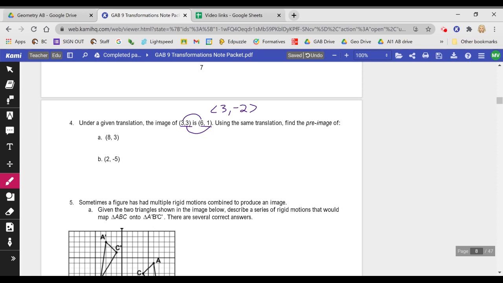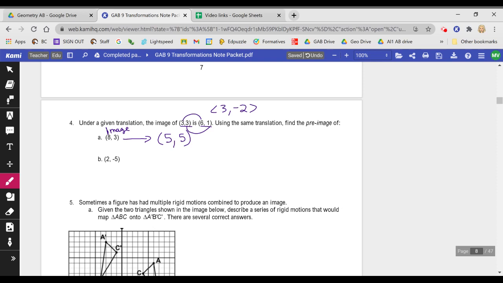Now I want to know the pre-image. So what that means is this is my image. So that means I'm following the vector backwards. So instead of adding 3, I'm going to subtract 3. So that becomes 5. And instead of subtracting 2, I'm going to add 2. So the pre-image of 8, 3 is 5, 5.